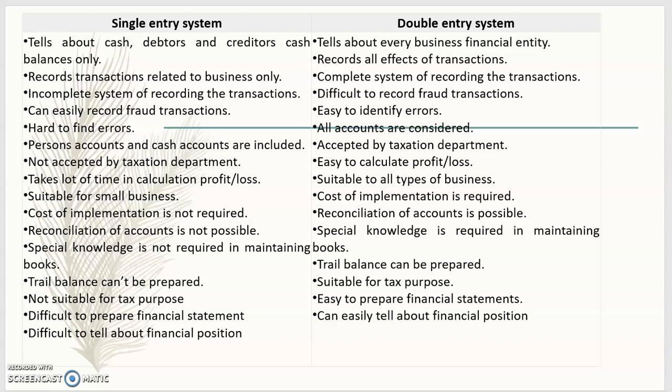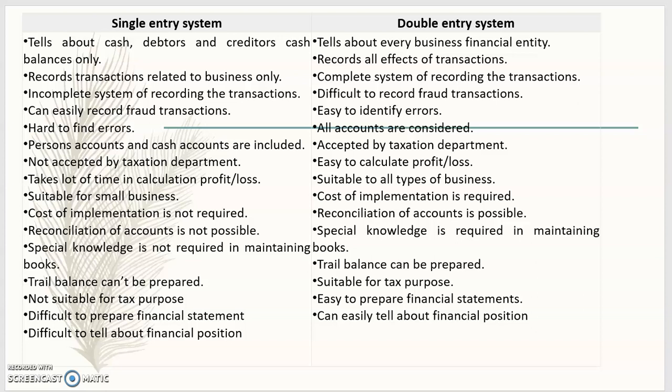Now we discuss the difference between the single entry system and the double entry system. As you know, the single entry system explains only the personal accounts, which include cash, debtors, and creditors accounts only. But in the double entry system, all transactions are recorded in twofold, and that's why it tells about the financial position of the organization. Single entry records only matters related to the business, but in the double entry system all effects of transactions are recorded, whether personal, private, or related to business and non-business.